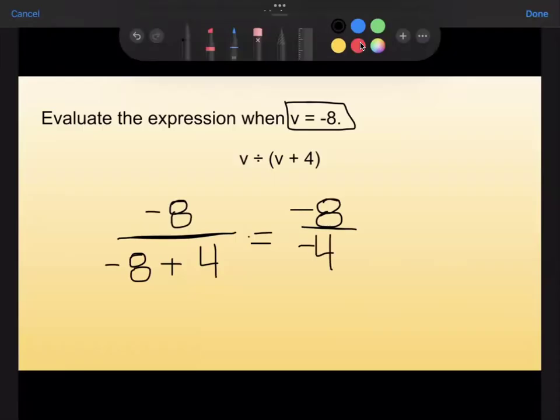Okay, so now I've got two negatives, one on top of the other, and I know that a negative divided by a negative is a positive. So I know that my answer is going to be +8 over +4. Then 8 over 4, or 8 divided by 4, is equal to 2. So this would be my final evaluation for this expression. When v is equal to -8, the expression is equal to 2.